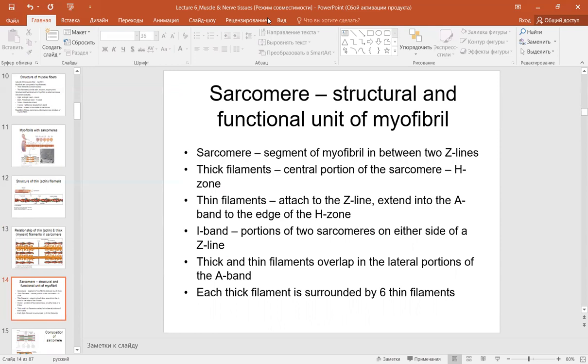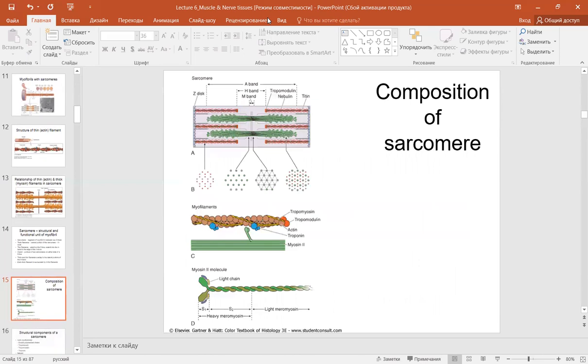Thick and thin filaments overlap in the lateral portions of the A band. Each thick filament is surrounded by 6 thin filaments. This regular arrangement. Here you have another view on the sarcomere in between myosin and thin actin filaments bisected by the Z disc, Z line.